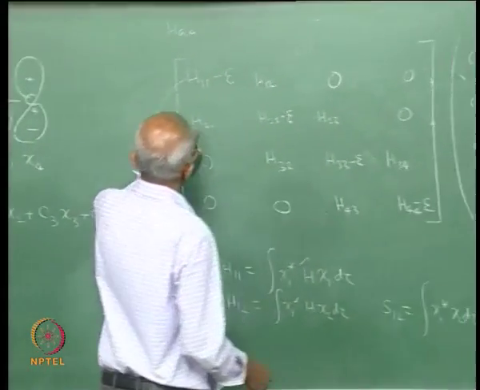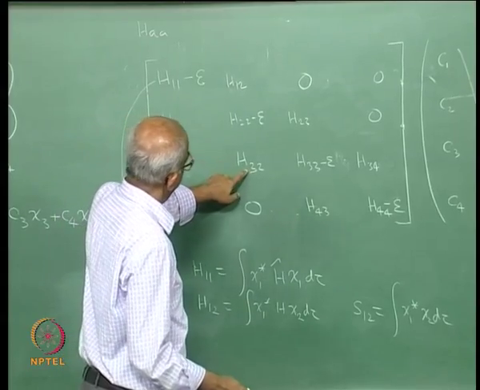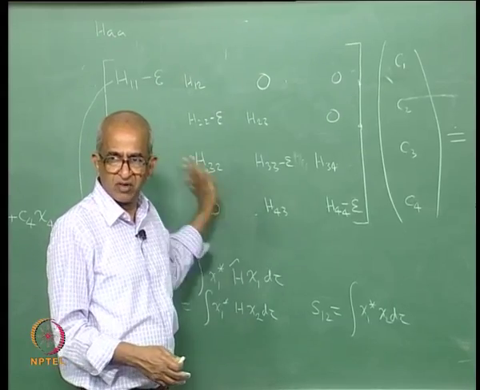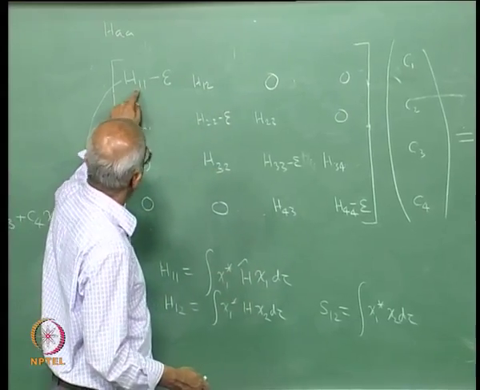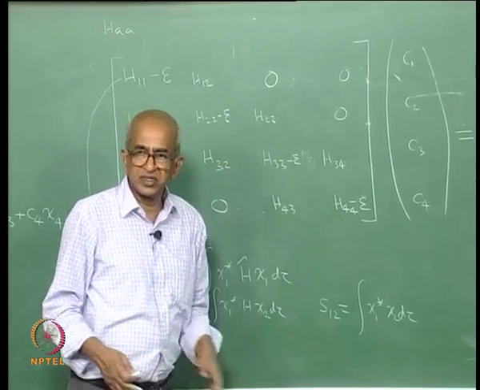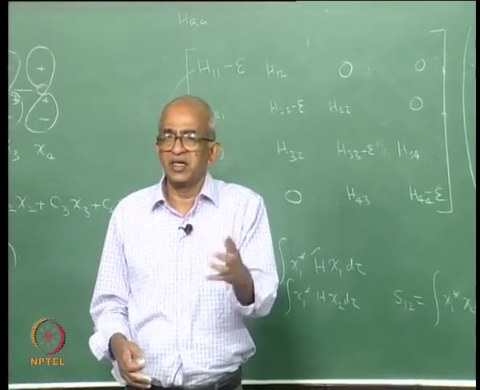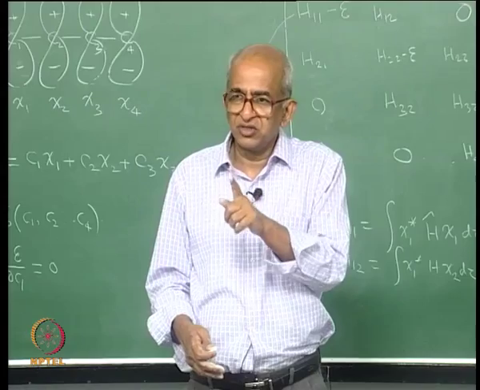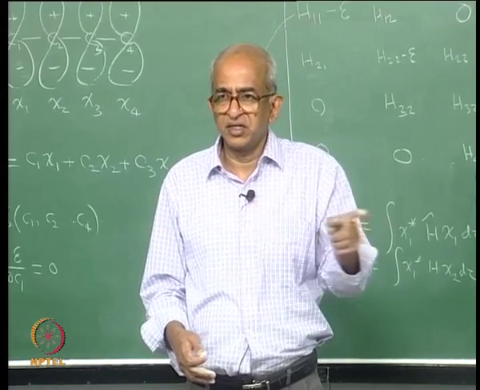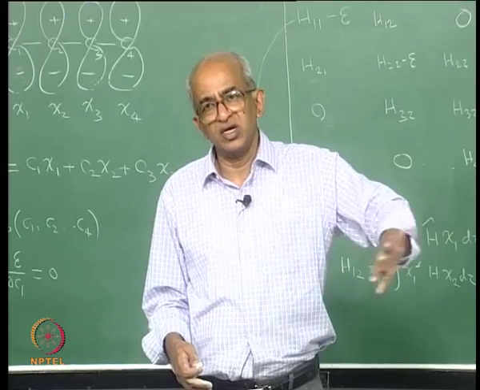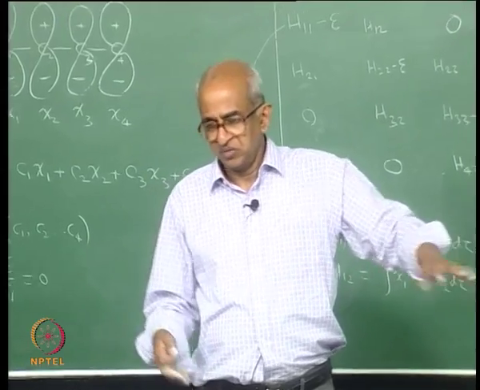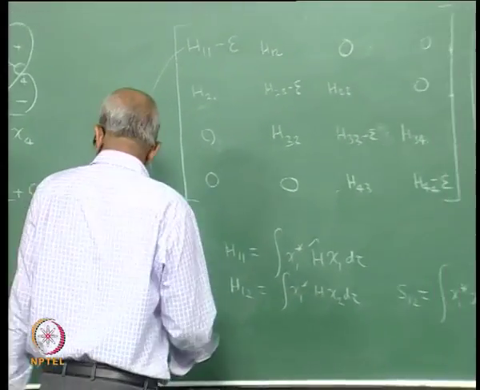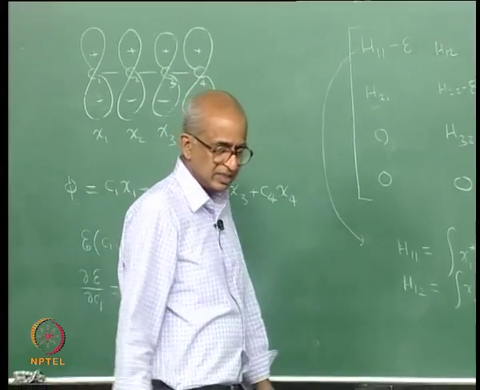Then H21, H32, H43 in the same fashion, they are all equal to beta. Then H11, H22, H33, H44, these are actually energies of the atomic orbitals chi 1, chi 2, chi 3, chi 4, remember. I will say that they are all equal, because they are all atomic orbitals on the carbon atom. So what has happened? My theory has simplified a lot.